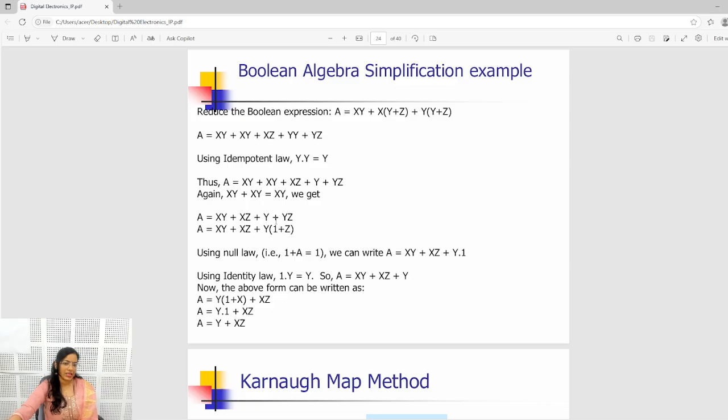Now here we can take common y. In bracket we get 1 plus z, which will again be 1. So we'll get the equation as xy plus xz plus y. Now again we can take y as common, wherein in the bracket we'll get 1 plus x, plus xz. So 1 plus x will be 1, y dot 1 will be y, and xz remains as it is. So we have simplified this big question into just two terms, which is y plus xz, which can also be represented in the form of gates.